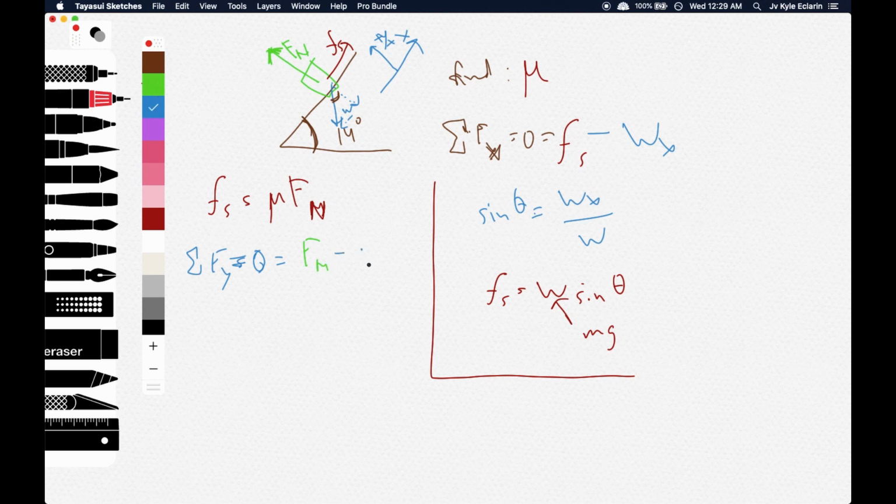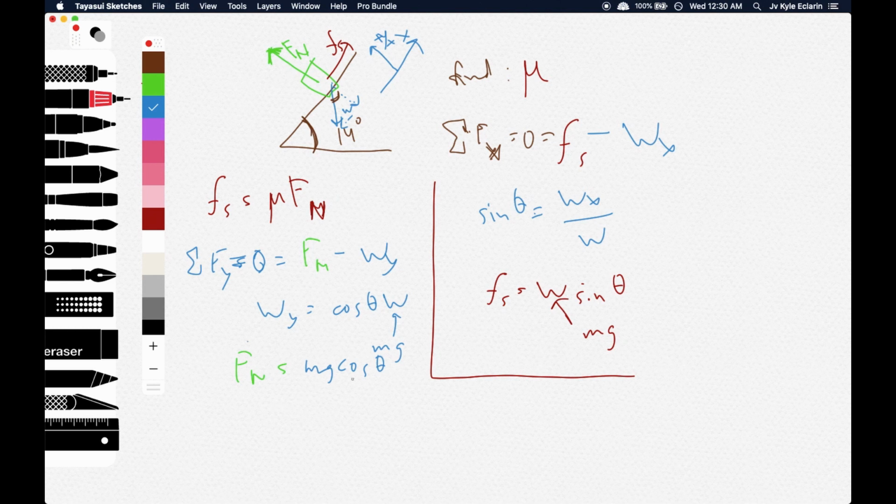minus the y component of weight. So the y component of weight is equal to cosine theta times W, where W is equal to mg. So the normal force is equal to mg cosine theta, where theta is 14 degrees.